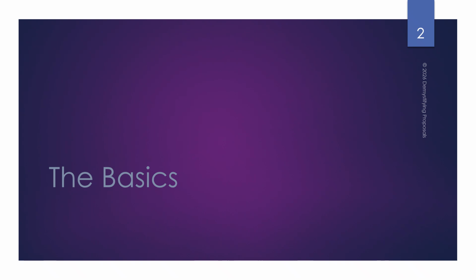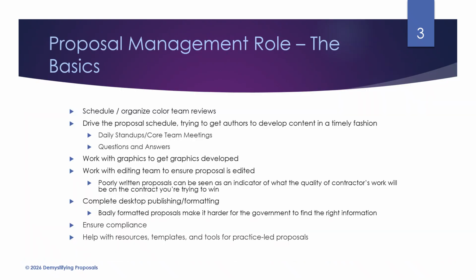Here are some of the basics. Here are some of the basic elements of the proposal management role: scheduling and organizing color team reviews, driving the proposal schedule, including trying to get the authors to develop content in a timely fashion, working with the graphics team to get the graphics developed, working with the editing team to ensure the proposal is edited, completing desktop publishing and formatting. Sometimes that's somebody who does that for you, and sometimes you have to do that yourself. Ensuring compliance, that's your number one job as a proposal manager. And helping with resources like templates and tools for practice-led proposals.